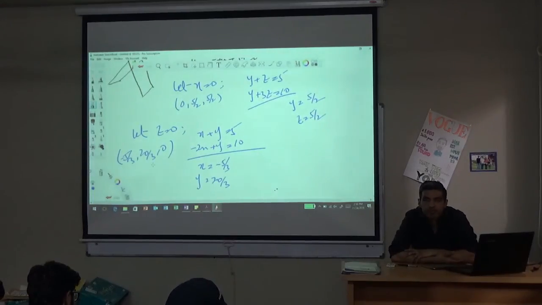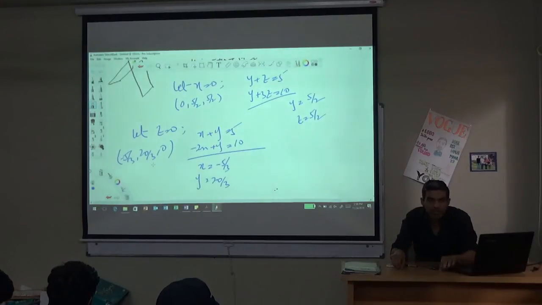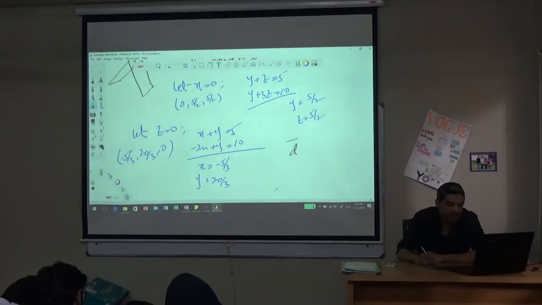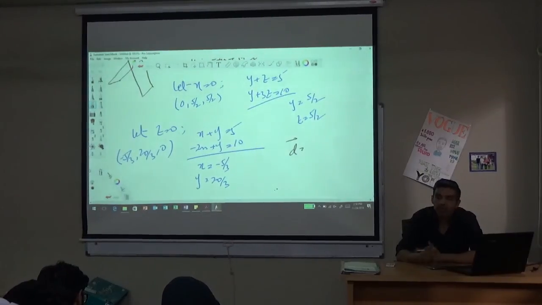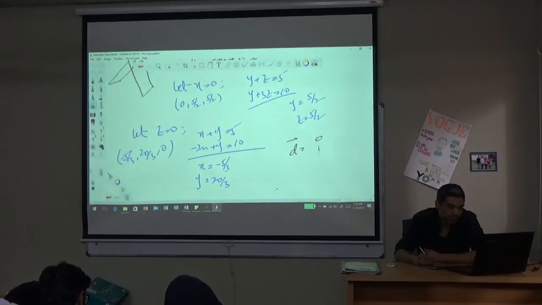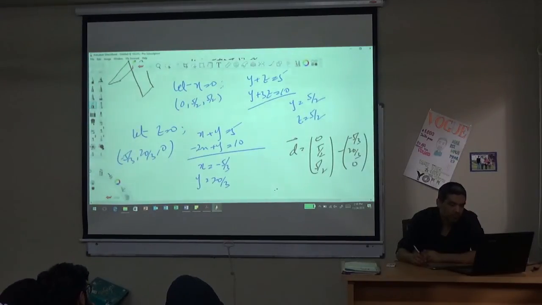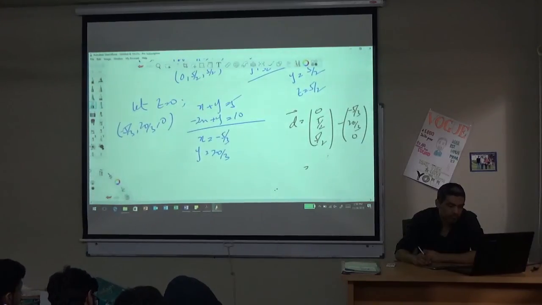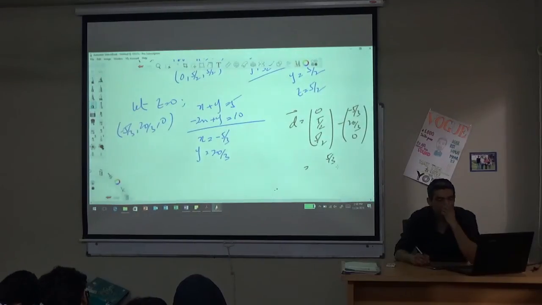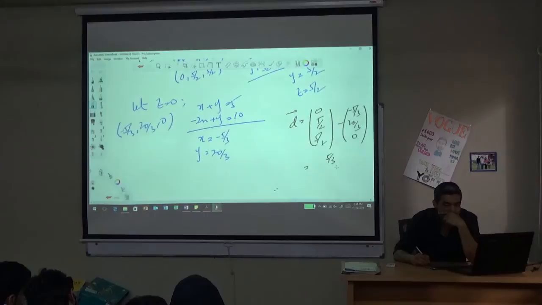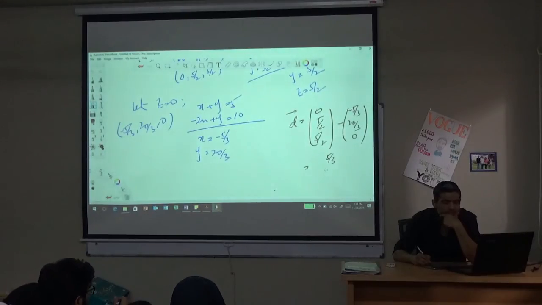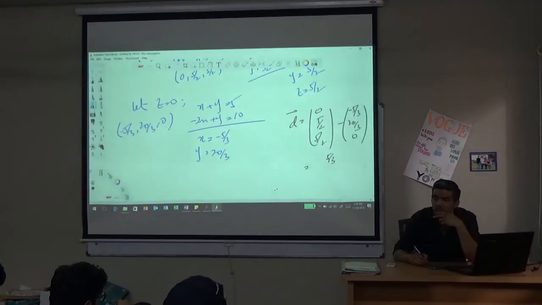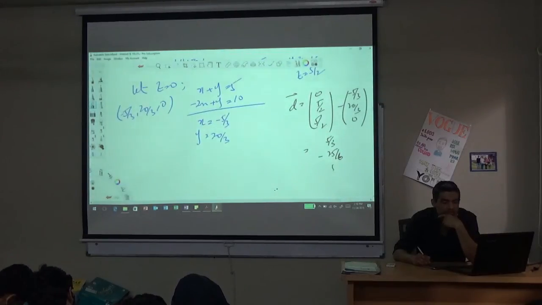How do you form the vector equation of the line? First find the direction vector using the 2 points, and then just plug in. Next step is get the direction vector using the 2 points, one point minus the other. Five by 2 minus 20 by 3, minus 25 by 6, and the other one is 5.